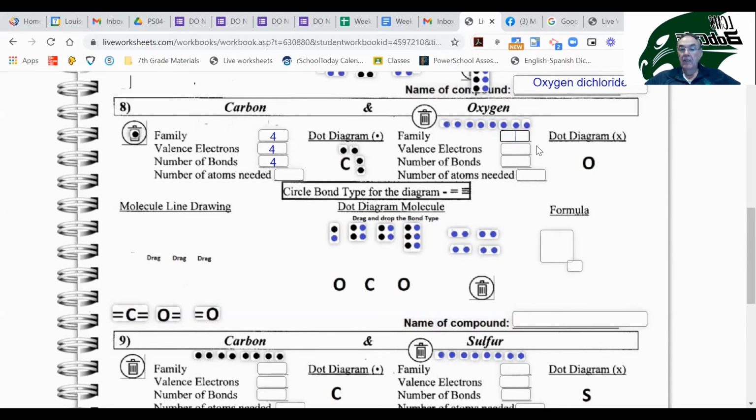We're going to bond to oxygen. We look on the periodic table, it's in family 6. It has 6 valence electrons, and it has an oxidation number of 2. So we're going to put the 6 dots for the 6 valence electrons in the dot diagram for oxygen.